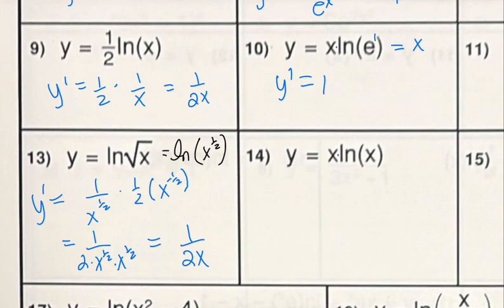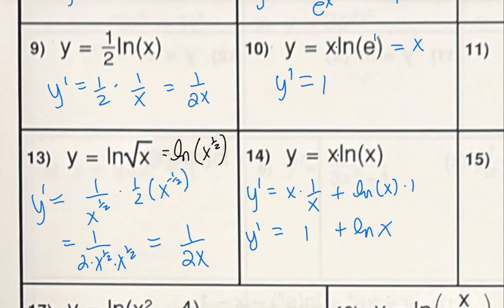Okay, so let's do the product rule. First, times the derivative of the second plus second times the derivative of the first. What happens to the x and the 1 over x? They cancel, right? It just becomes a 1. So our answer is 1 plus the natural log of x. So just some new rules for you that this worksheet will provide some practice. There you go. Do your thing.